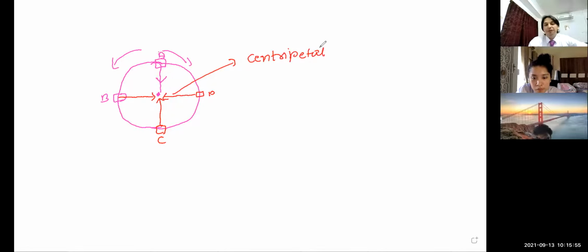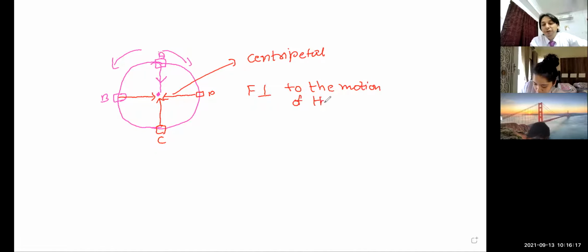Now here, one more thing, children. This force, the centripetal force, is always perpendicular to what? Perpendicular to the motion of the object. Listen carefully, to the motion of the object.